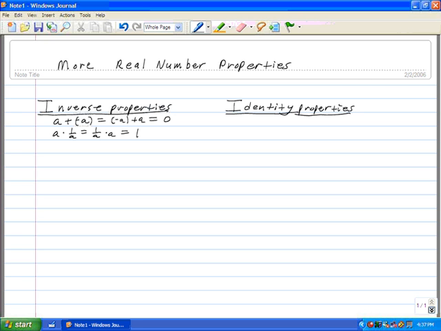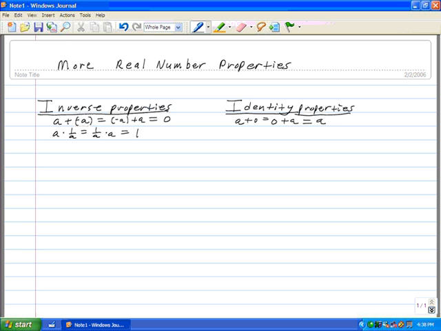Now our results that we get over here on the right hand side with our inverse properties are going to be put to use with our identities. What I mean is that our 0 is what's known as the additive identity. We say that a plus 0 is the same thing as 0 plus a because of commutative properties, but this always gives us a result of a. So our additive identity is 0.